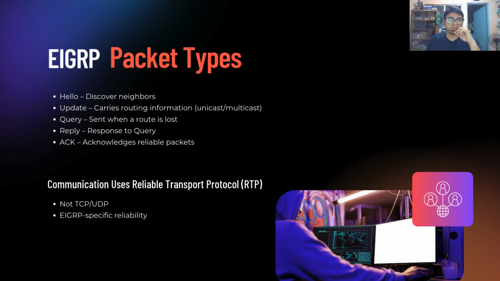EIGRP communicates using five types of packets. Hello packets are used to find new neighbors. Update packets carry route information and are only sent when changes occur, reducing bandwidth use. When a router loses a route and lacks an alternative, it sends query packets to ask neighbors for a valid path. Those neighbors respond with reply packets. Acknowledgement packets confirm the successful receipt of critical information.